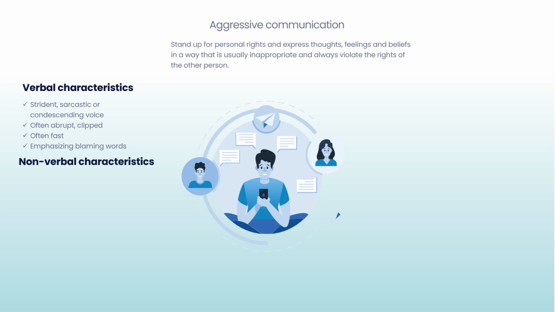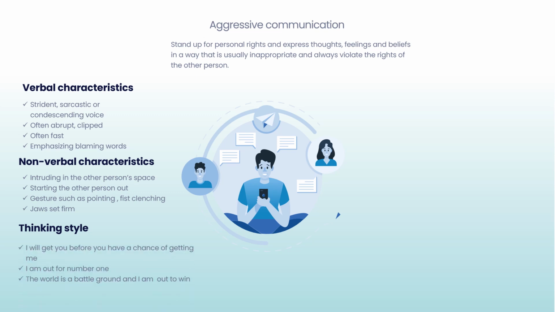Nonverbal characteristics: intruding in the other person's space, staring the other person down. You see gestures such as pointing, fist clenching, jaws set firm. These are the nonverbal characteristics, but you can read them in the body language of someone. Then you understand that this is about aggressive communication.